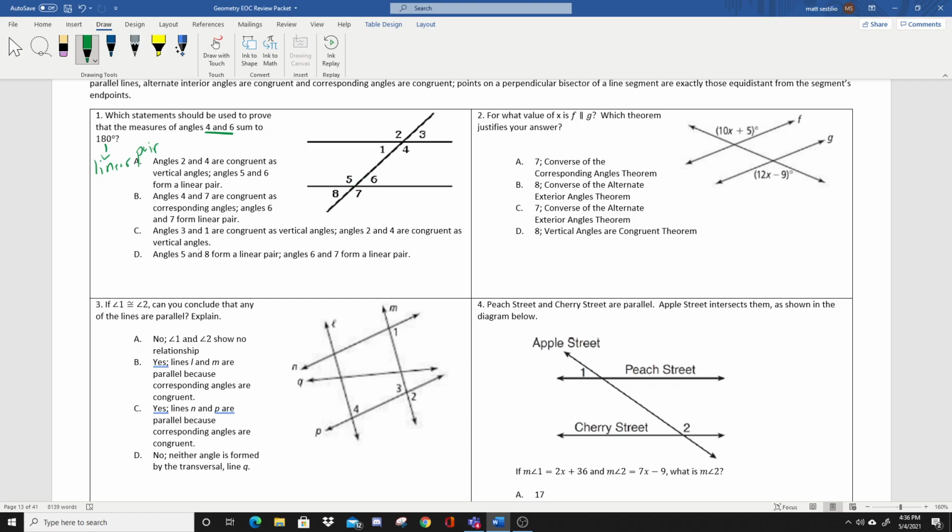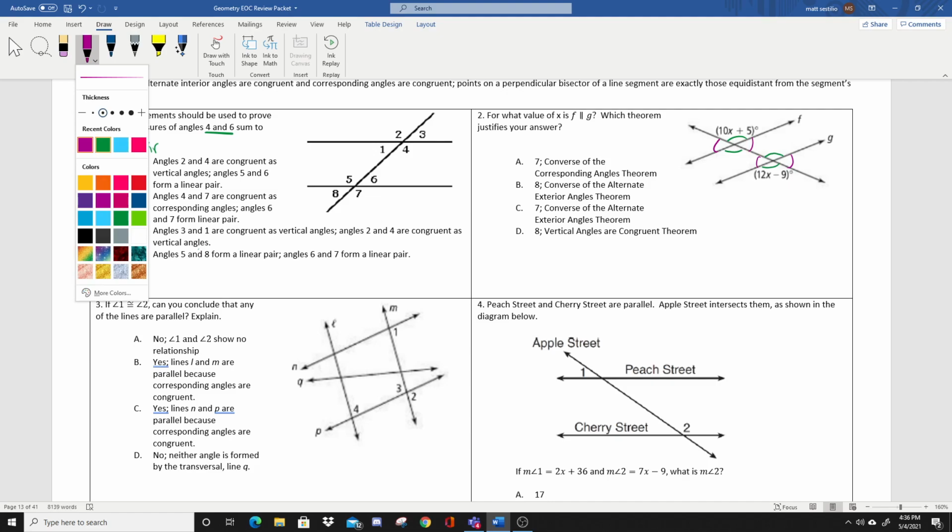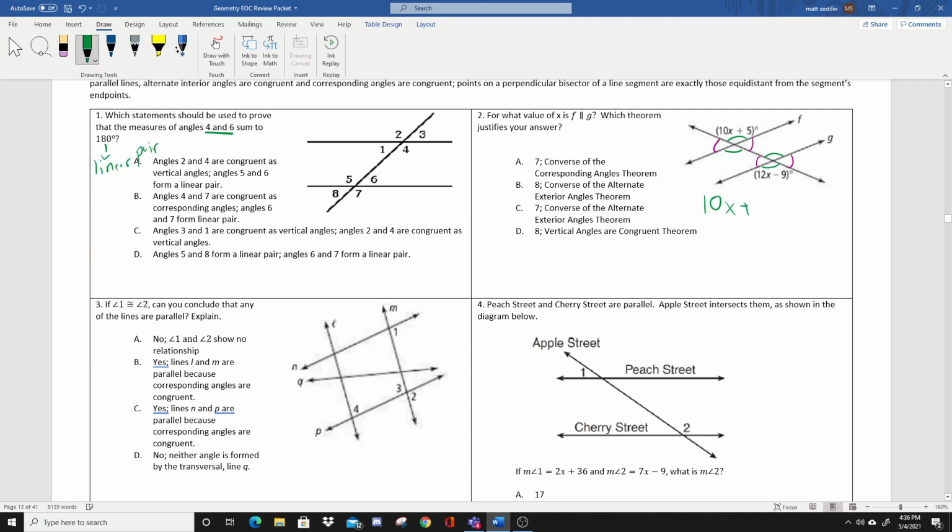So what value of x makes f parallel to g? If f is truly parallel to g, that means this angle is the same as this one, and these are all the same because they're vertical. All of these purple ones are the same. So we need to figure out what value of x makes 10x plus 5 equal to 12x minus 9. I always move the smaller amount of x first. So 5 equals 2x minus 9, plus 9, plus 9. 14 equals 2x, so x equals 7.